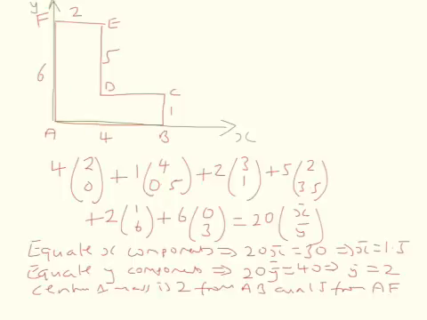Let's just check this makes sense. 1.5 is nearly there, nearly at 2, 2 is there, so the centre of mass is about here. That seems about right. So there we go, that's how to find the centre of mass of a wire framework.